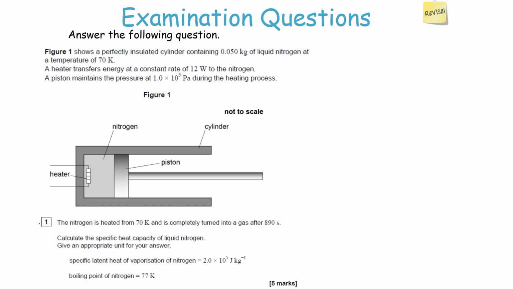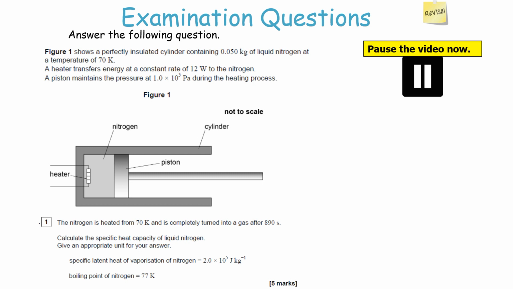Right, next question. Figure 1 shows a perfectly insulated cylinder containing 0.050 kilograms of liquid nitrogen at a temperature of 70 Kelvin. A heater transfers energy at a constant rate of 12 watts to the nitrogen. A piston maintains the pressure at 1.0 times 10 to the 5 pascals during the heating process. The nitrogen is heated from 70 Kelvin and is completely turned into a gas after 890 seconds. Calculate the specific heat capacity of liquid nitrogen and give an appropriate unit for your answer. So pause the video now, then unpause the video when you want to go through the answers.